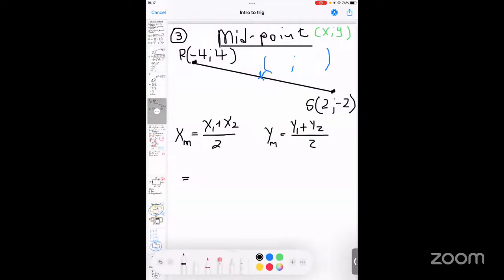Which one is going to be your first point? Alphabetically, R comes first, then you can make that your x1, y1, and that your x2, and then that your y2.